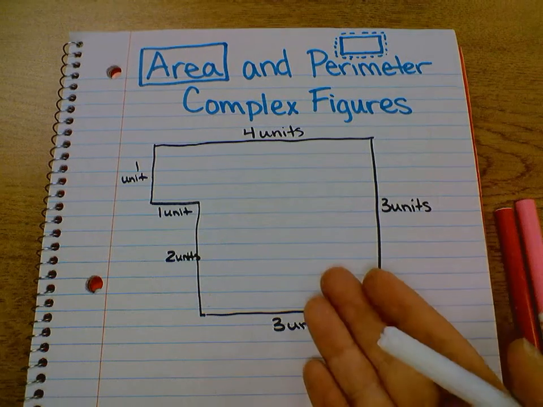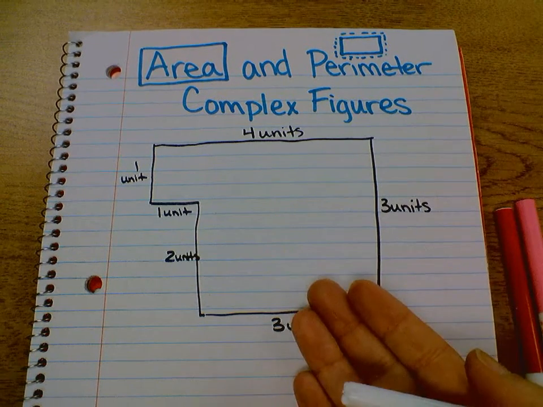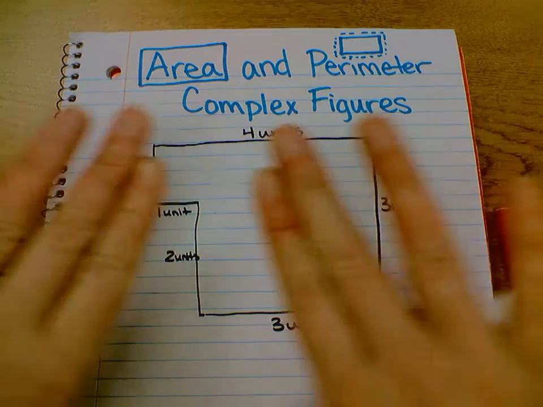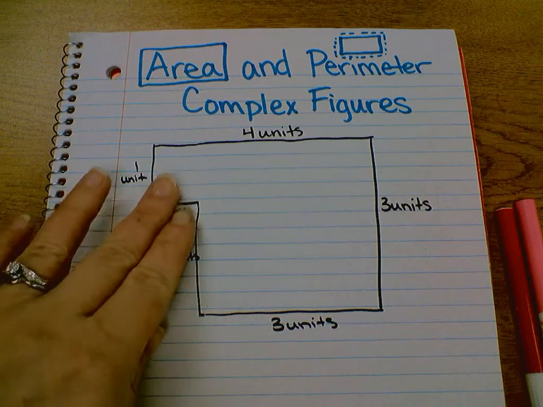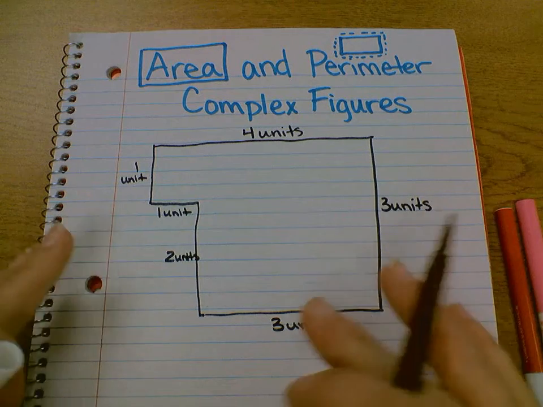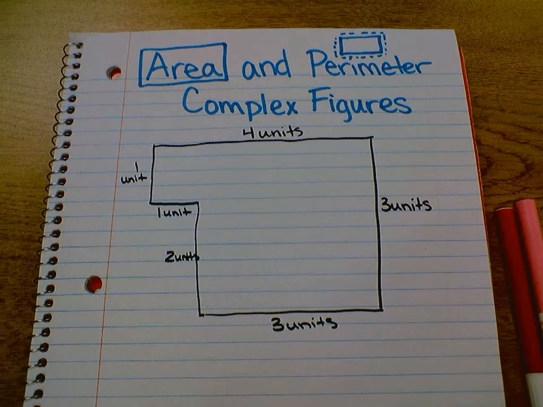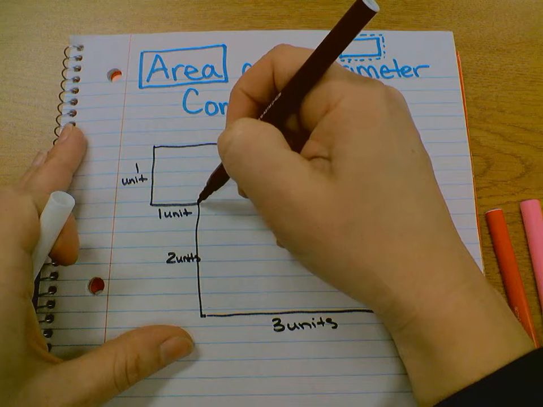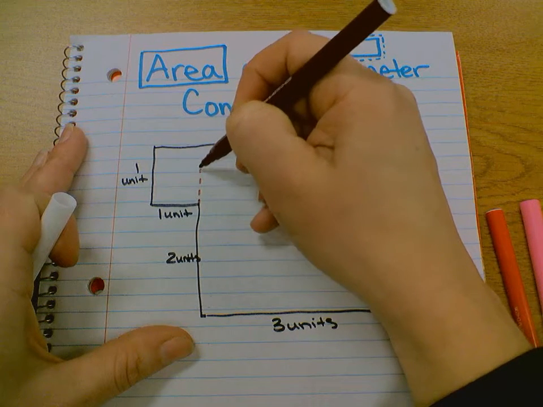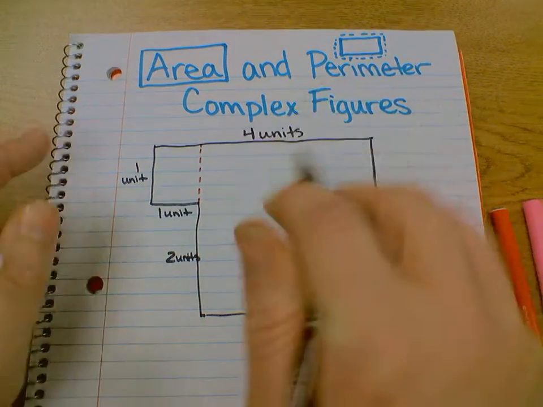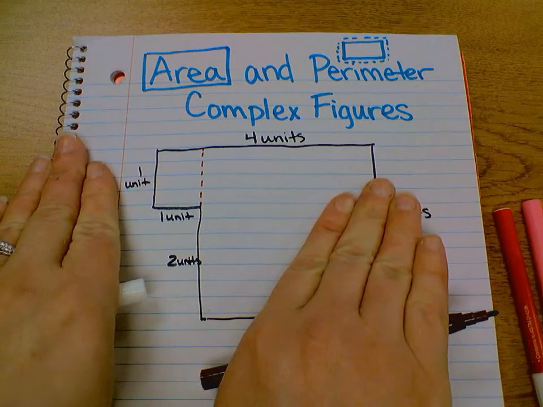So how do you find the area of a complex figure if it's just drawn on your paper this way? That's what I'm going to show you tonight. I briefly mentioned it in small groups today that you could take your complex figure and divide it up. So that's what I'm going to essentially do with my paper. I'm going to divide my complex figure into the rectangles that created my complex figure. So that's what that dashed line is. That dashed line is representing me splitting my complex figure up.